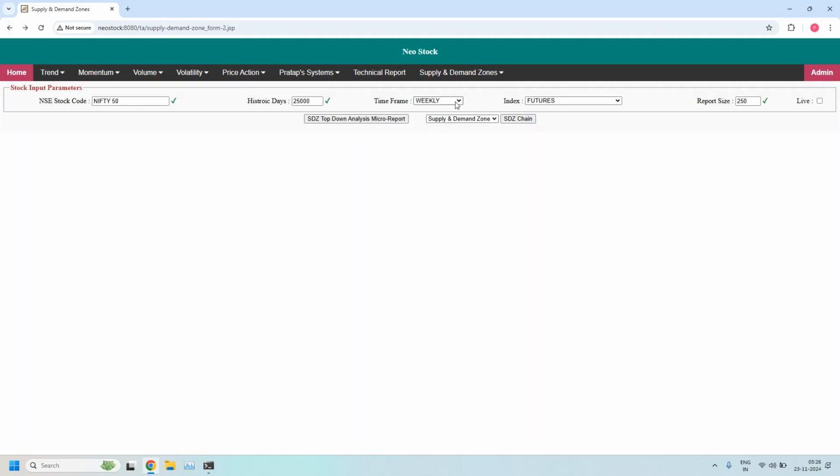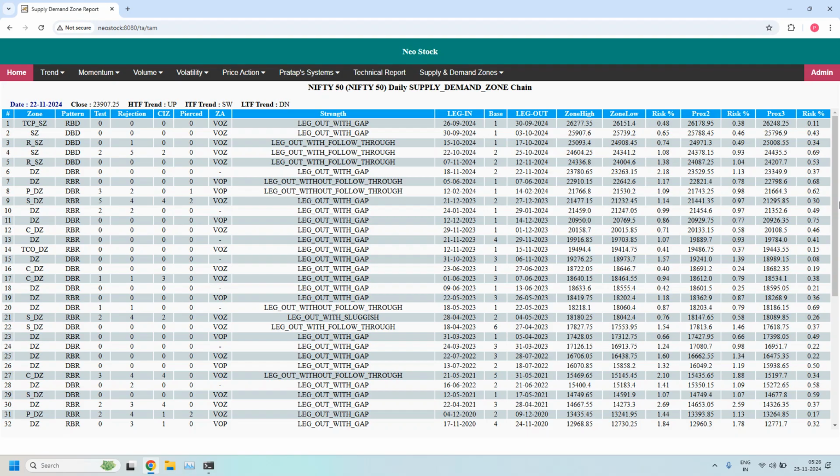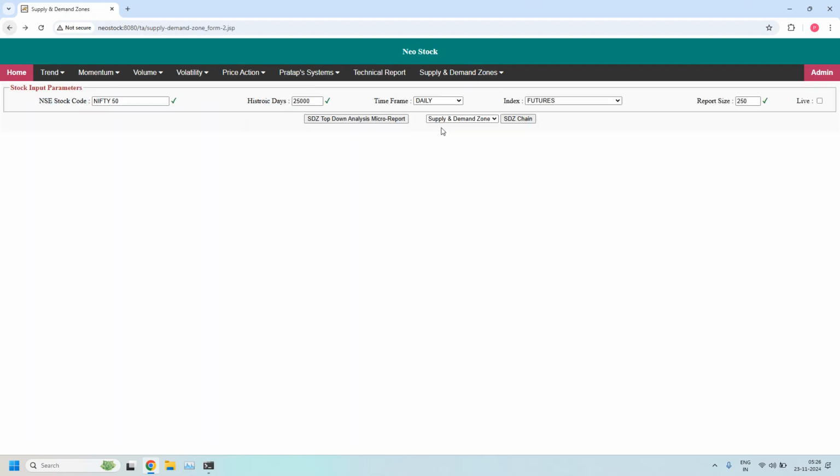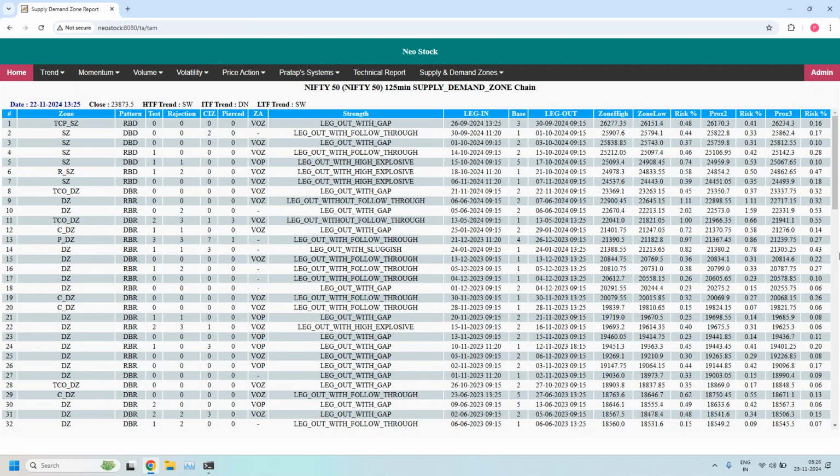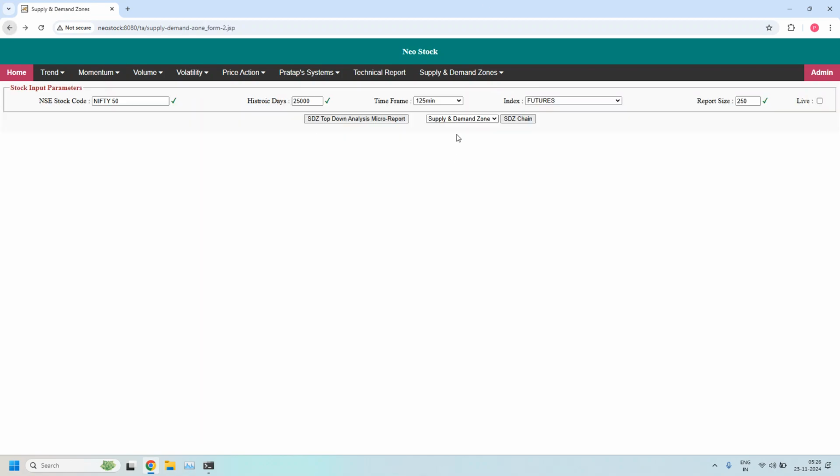Okay, next time frame is daily, generating daily supply demand zone chain for NIFTY. Next time frame is 125 minutes, generating 125 minute supply demand zone chain for NIFTY. Next time frame is 75 minutes, generating 75 minute supply demand zone chain for NIFTY.